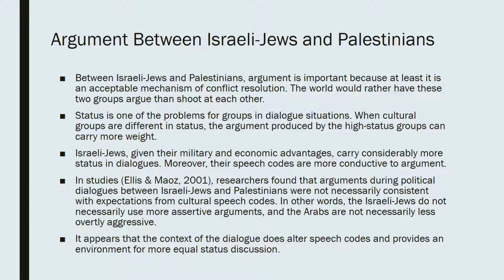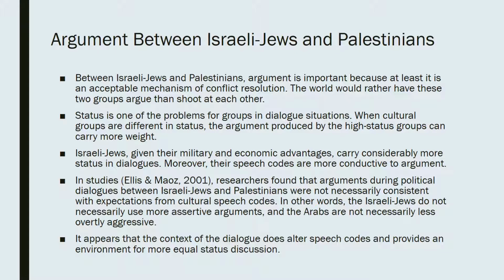So let's get back to the communication issues between Israeli Jews and the Palestinians. Between Israeli Jews and Palestinians, argument is important because at least it is an acceptable mechanism of conflict resolution. The world would rather have these two groups argue than shoot at each other. And, to a large extent, it's because if you have a country, for example, Israel, that has a nuclear bomb, and they bomb Palestine, well, then you have a country that is Muslim, such as Pakistan, who is rumored to have a nuclear weapon, who can then retaliate to Israel, and then the United States gets involved, Russia gets involved, and we could end up with mutually assured nuclear annihilation. So we don't want that.